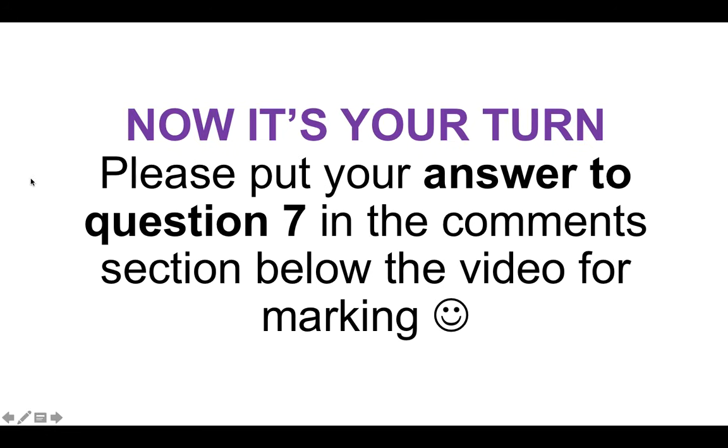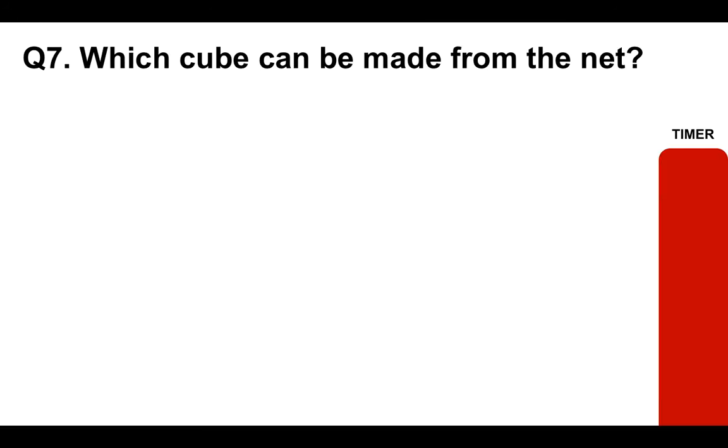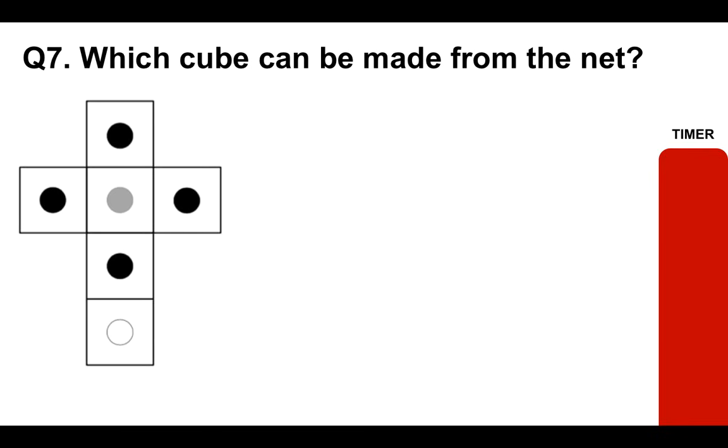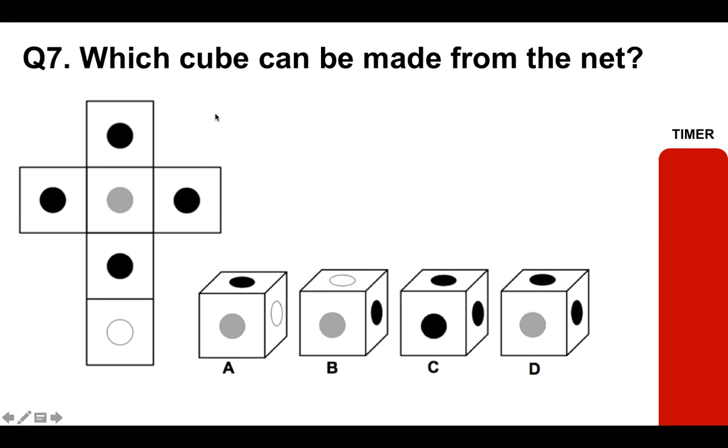Please put your answer to question 7 in the comment section below the video for marking. Which cube can be made from the net? So there's your net. If you look, you've got a grey circle in the middle, then you've got 4 black outer circles and 1 white one there. So there are your answer options A, B, C or D. Which cube can be made from that net? You've got the time it takes the timer to run down to put your answer in the comment section below. Thank you. Here we go.